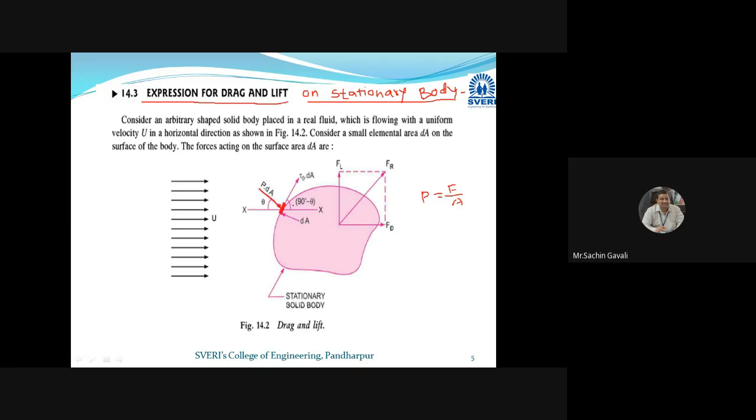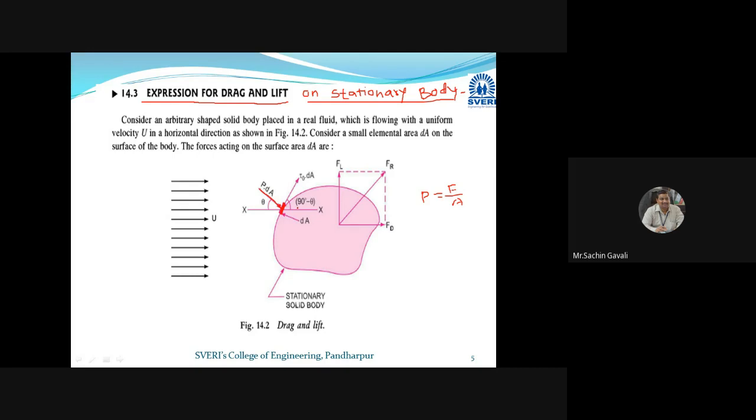Now, another thing: the fluid will exert pressure, so this is one force, the pressure force. Another force is there: there will be some resistance on the surface of that element. The fluid will also exert a force on that element, and that is nothing but the viscous force, or shear force. There will be a shearing action.